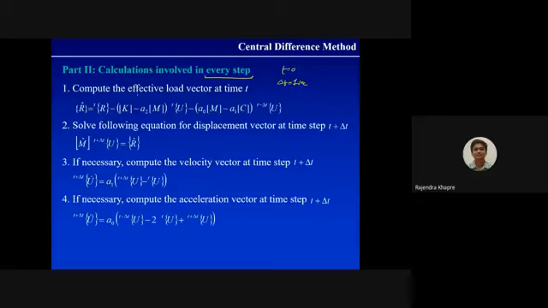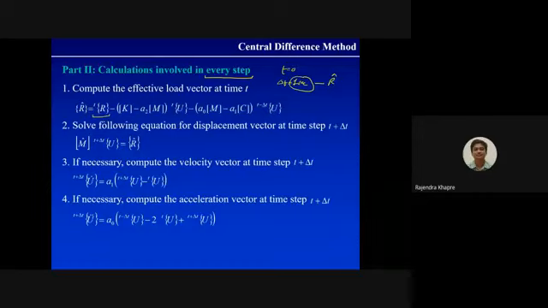In that case I have to calculate the effective load vector at t is equal to t. So at t is equal to 1 second, I am calculating the effective load vector R. It can be calculated as, firstly, the load at this time, t is equal to 1. Remember, your load is continuously changing, or it can be a constant.